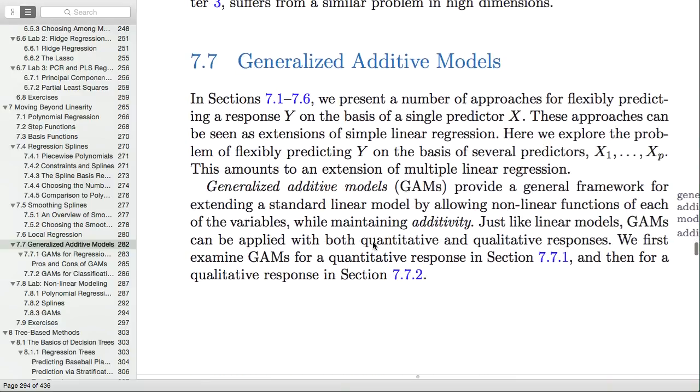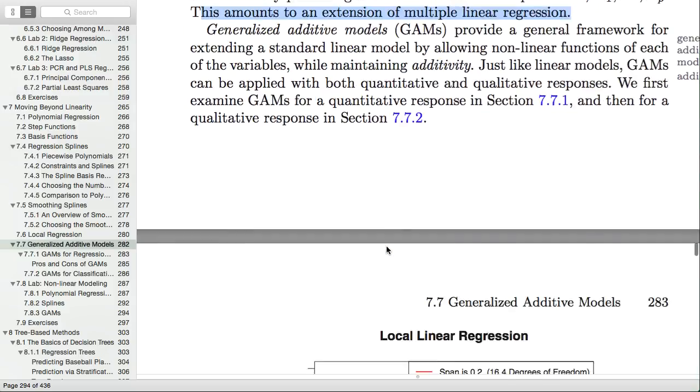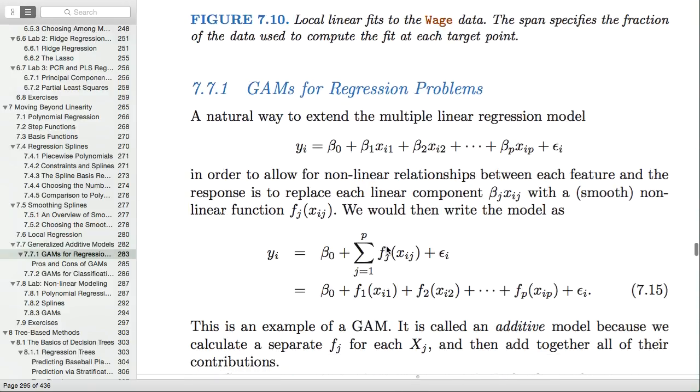Okay, now let's talk about generalized additive models. Everything that we've been talking about in Chapter 7 so far could be construed as an extension of simple linear regression. This technique, generalized additive models, could be construed as an extension of multiple linear regression. And they're a more general framework. It's not the most general framework. Actually, in the next chapter, we're going to look at an even more general framework. But this is a more general framework than what we've been looking at.